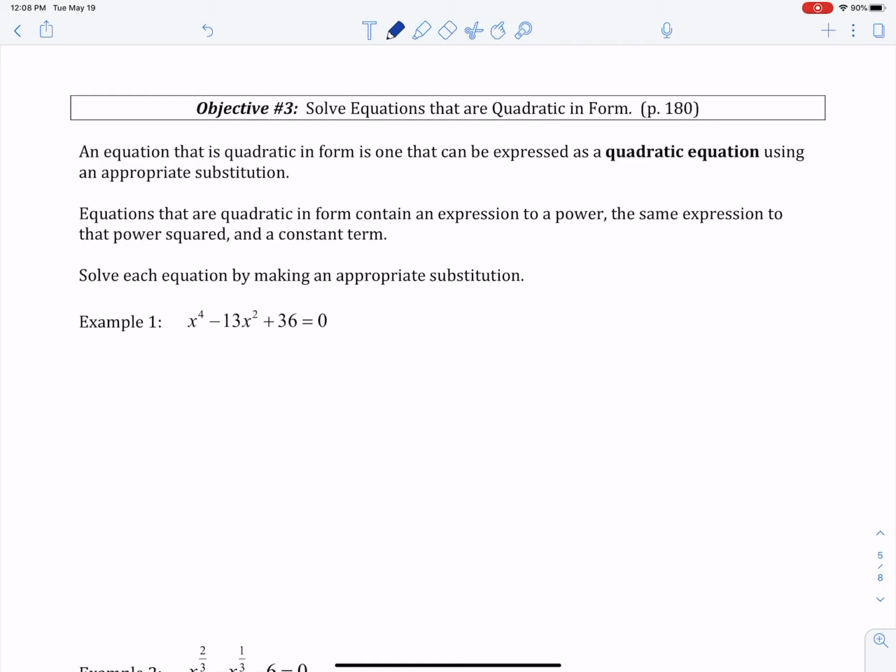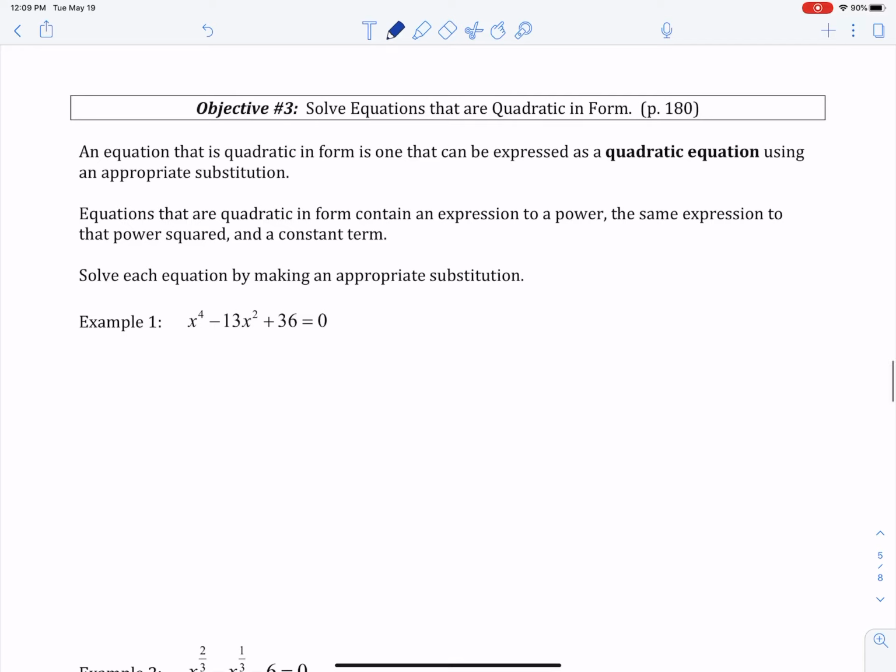Next objective is solving equations that look like quadratic in form, but the powers are slightly different. An equation that is quadratic in form is one that can be expressed as a quadratic equation using an appropriate substitution. Equations that are quadratic in form contain an expression to a power, the same expression to that power squared, and a constant term. Solve each equation by making an appropriate substitution.